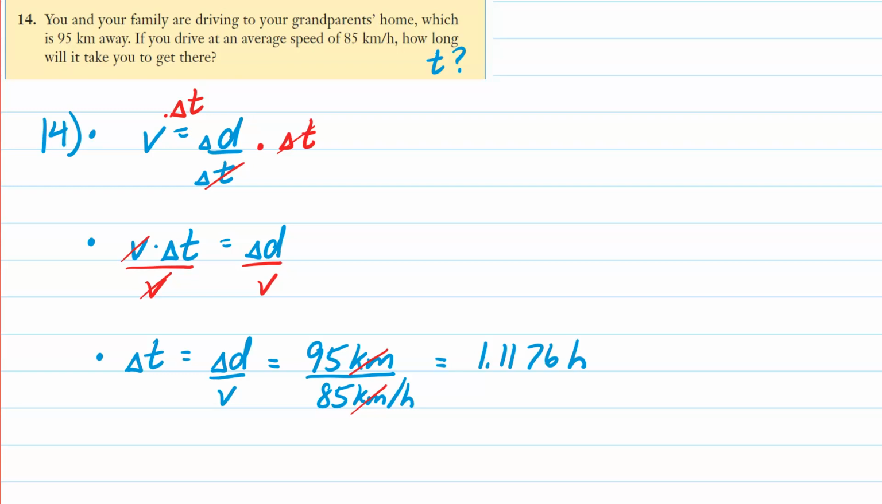Now we just need to take note of significant digits. 95 has 2 significant digits. 85 has 2 significant digits. So our final answer should have 2 significant digits. Our final answer should be 1.1 hours.